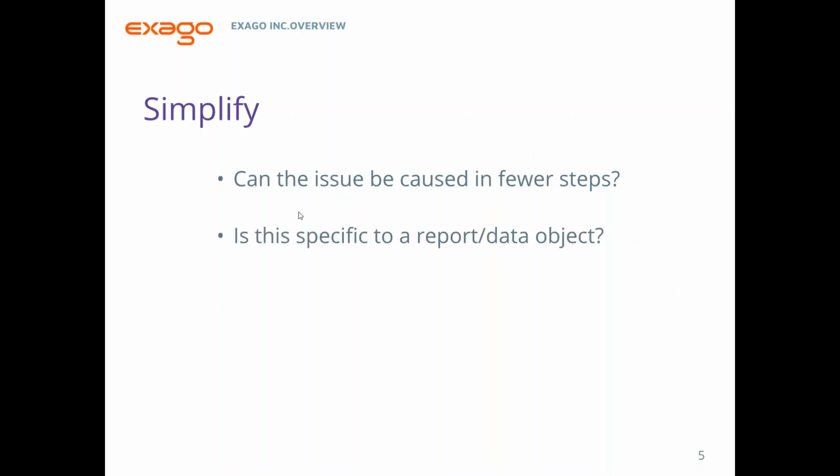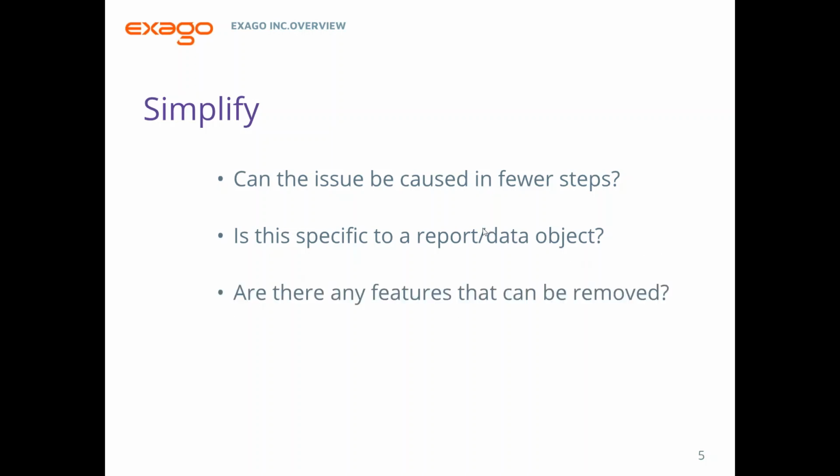Beyond that, we want to say, is this specific to a report, maybe a data object? If it's a UI issue, maybe is it specific to a browser? We want to simplify not only the steps to make something happen, but any specific features or details that we can say this only happens when. Right, the closer we can get it to very narrow steps to replicate, and the simpler it can be, the easier it is to identify, and we eliminate more possibilities of what could be happening.